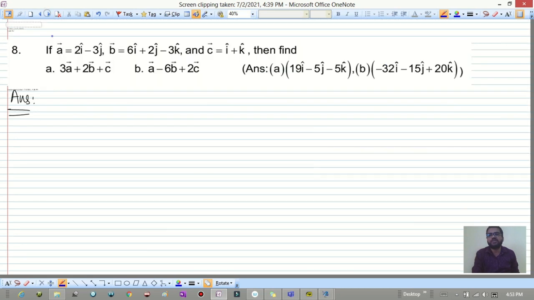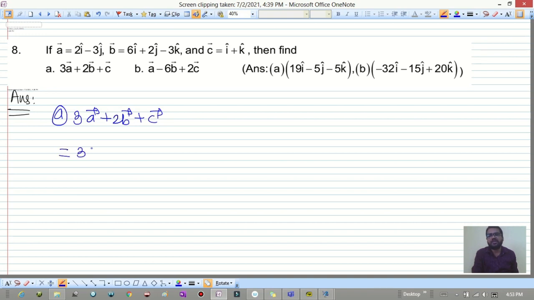Now eighth question, as you can see, if A bar is equal to 2i hat minus 3j hat, B bar is given, C bar is given, you have to find A and B. So in the A question, it is given 3A bar plus 2B bar plus C bar. So what is 3A bar over here?